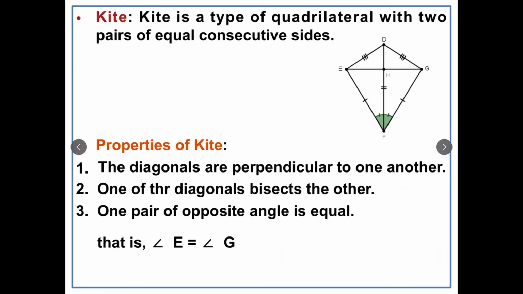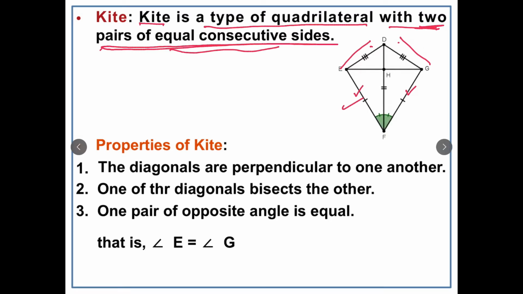Moving ahead to the next type of quadrilateral, we have now the kite. This is a general shape of a kite. The definition says a kite is a type of quadrilateral with two pairs of equal consecutive sides. Like you can see in this one, this side EF and GF are of equal measure. Similarly, this ED and GD are also of equal measure. So it has two pairs of consecutive sides.